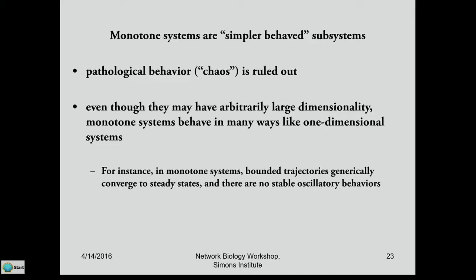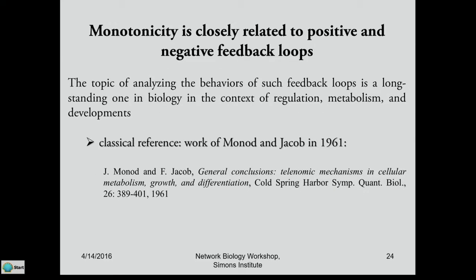Monotone systems are simpler behaved subsystems, where the dynamics is very well behaved. For example, pathological behavior and chaos are ruled out. In many senses, even though they may have large dimension, the dynamics behaves similarly to a one-dimensional system. There are no stable oscillatory behaviors, for example. Monotonicity is related to positive and negative feedback loops, and the study of feedback loops is of course a very well-known topic, starting with the work of Monod and Jacob.